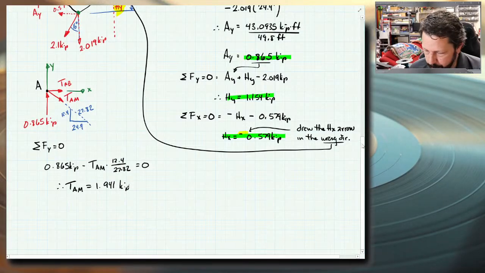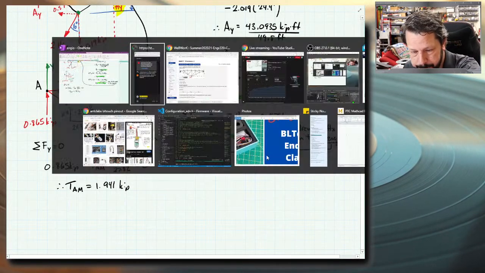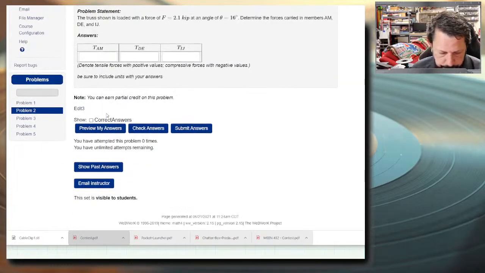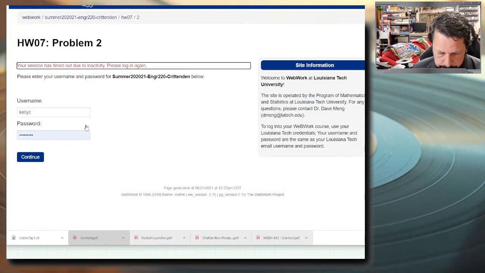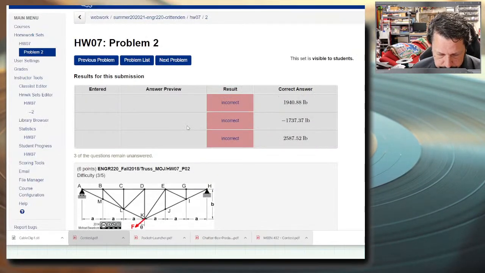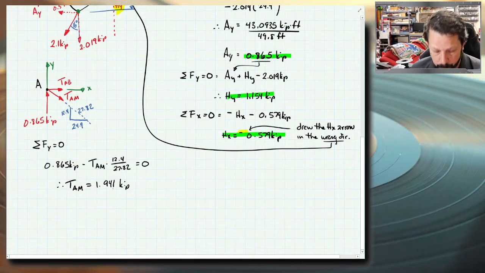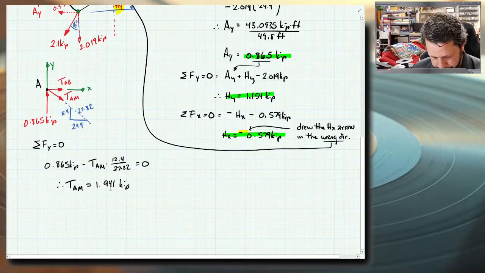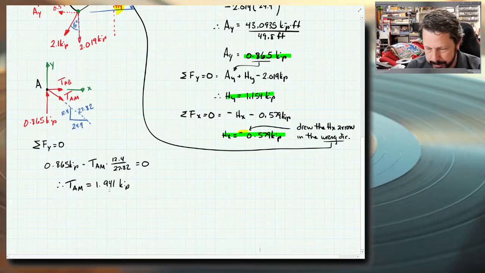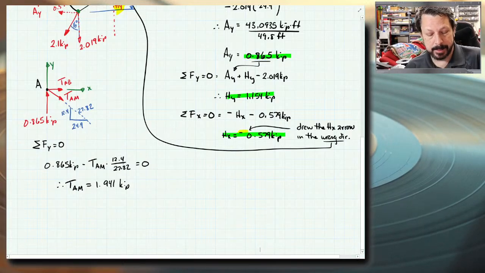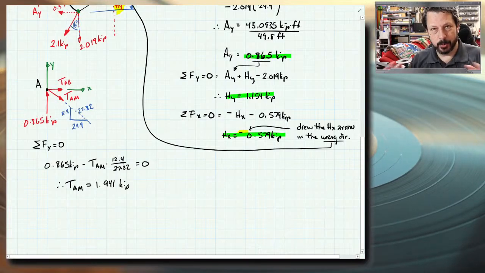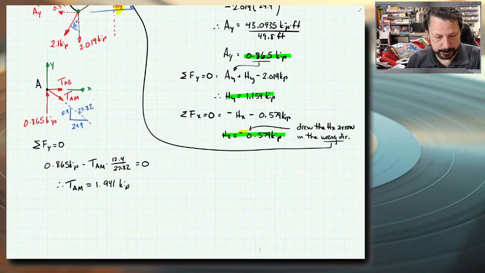Let's see if web work agrees with us. $1940.88. We put 1941 because I rounded. If I didn't round, I would have had 1940.7. So maybe web work would not have liked that. It would have been fine on the exam. The exams are more coarse versus the precision that web work expects.